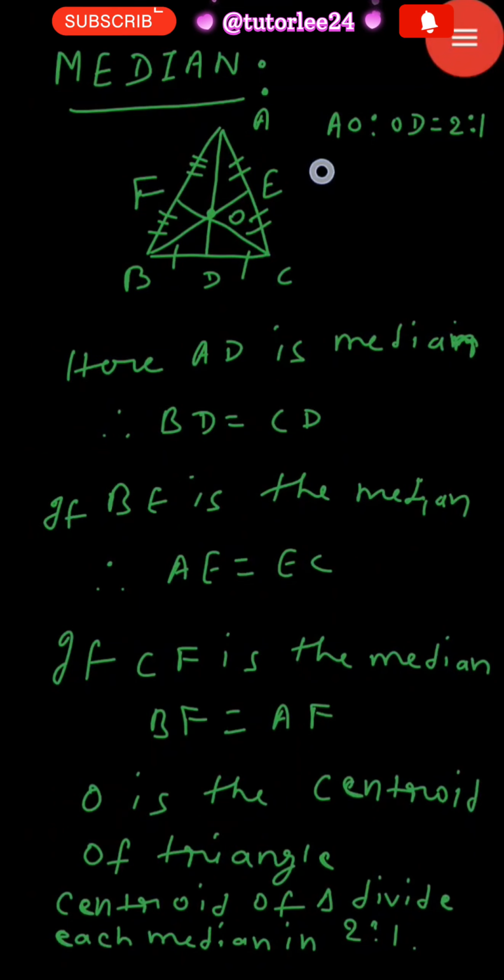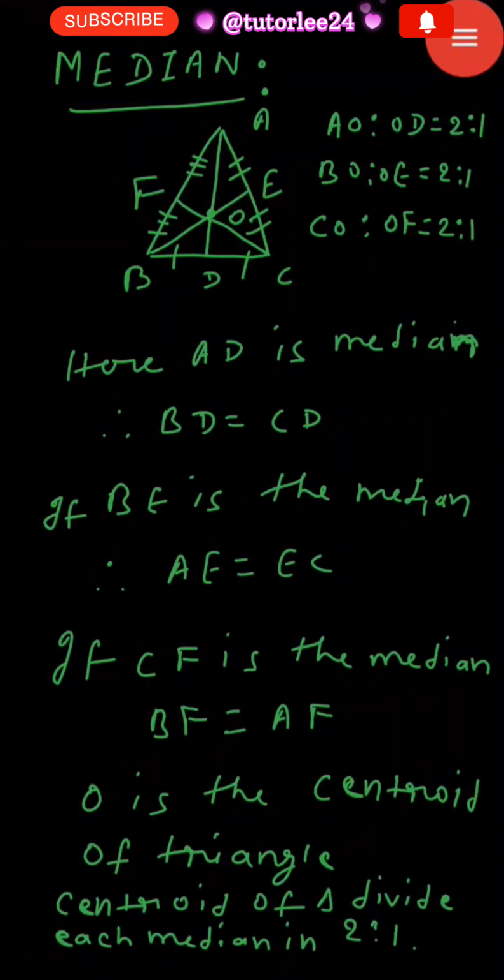Similarly, you can write BO is to OE is equal to 2:1. And similarly, we can write CO is to OF is equal to 2:1. All these properties of median we will use when we solve questions in the congruency chapter.